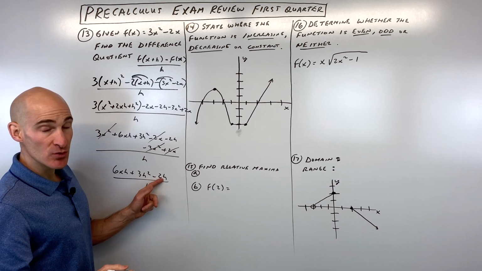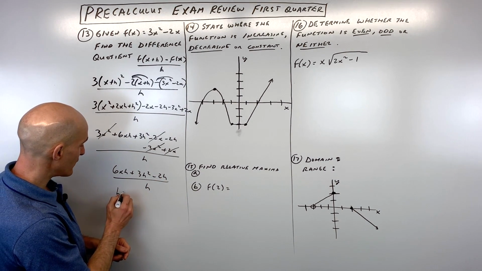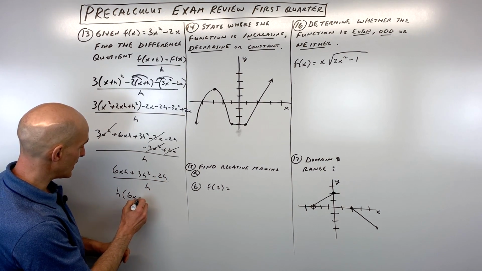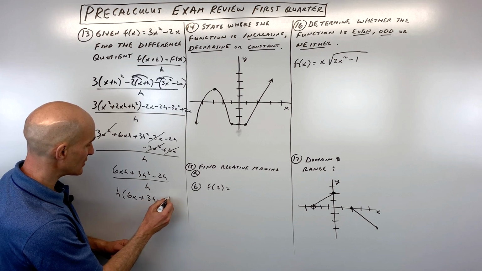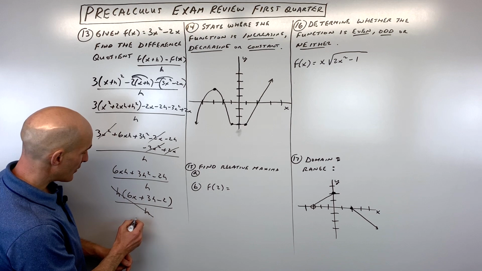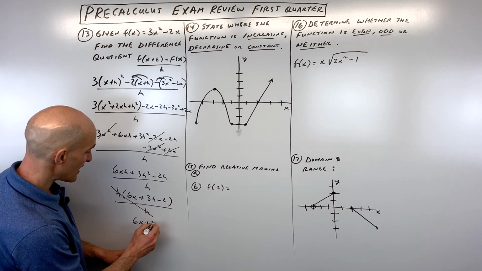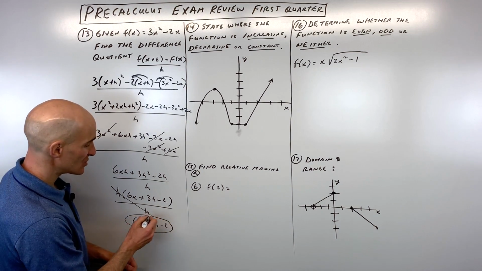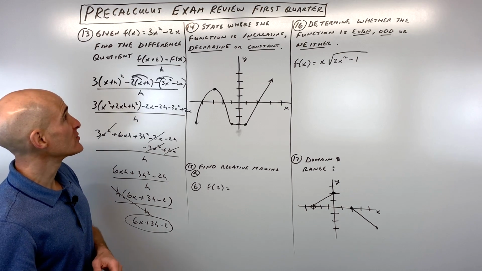Notice there's an h in each one of these terms in the numerator. So what I'm going to do is factor out that h. So 6x plus 3h minus 2, all divided by h. We can cancel the h's out, and our difference quotient is just going to be 6x plus 3h minus 2, and you got it.